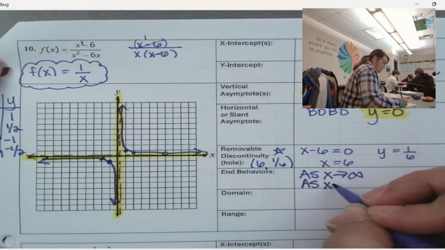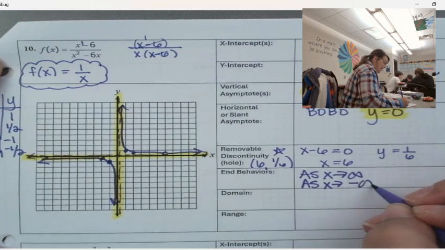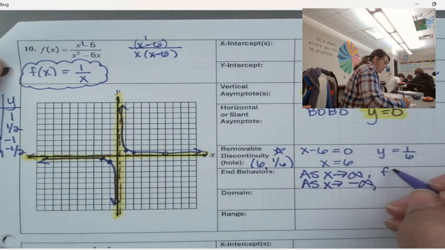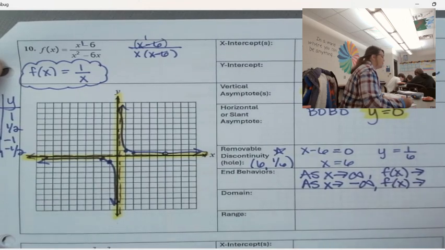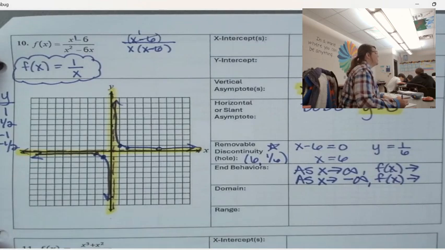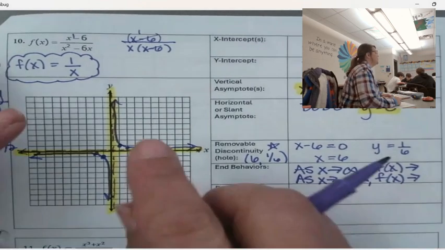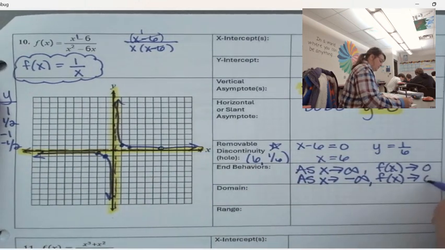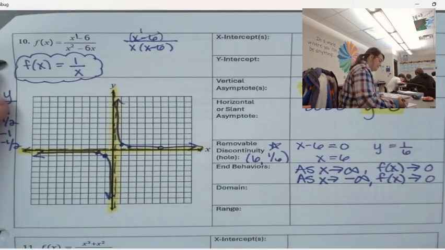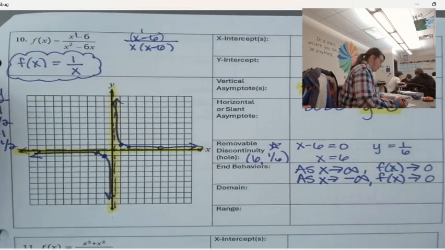Okay? As x approaches positive infinity and negative infinity, what are my y values approaching? Remember my hint I told you? 0. If there's a horizontal asymptote, 99.9% of the time, those y values are going to be approaching your horizontal asymptote.